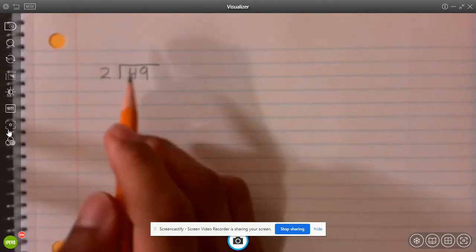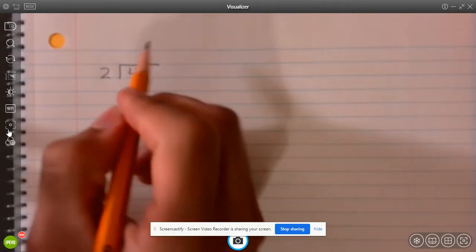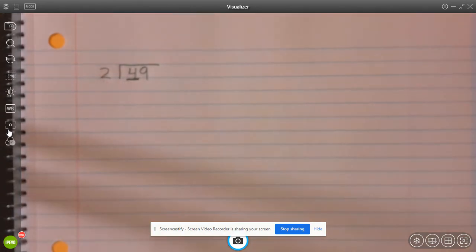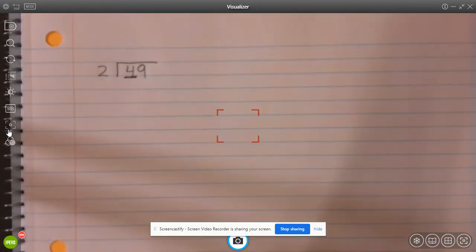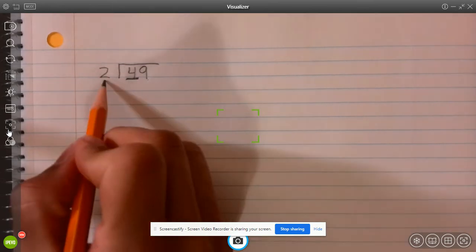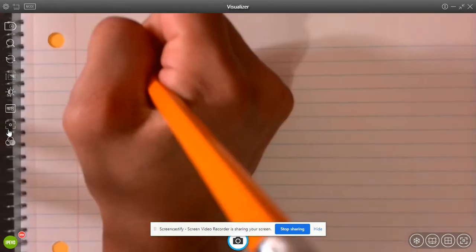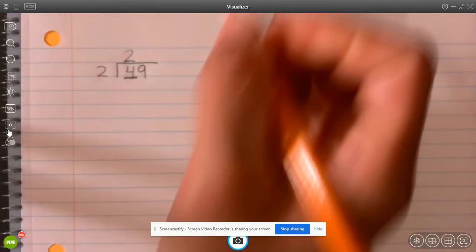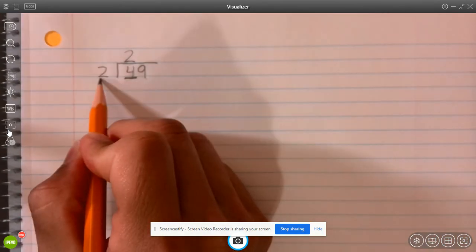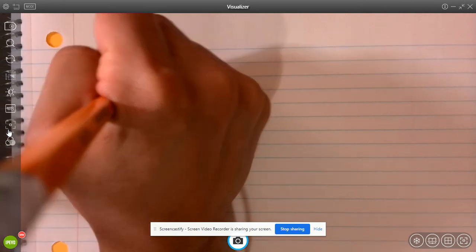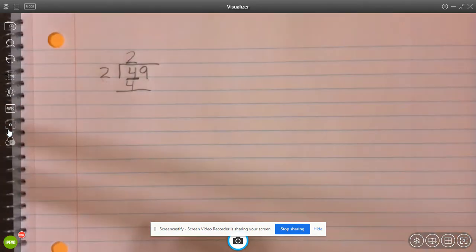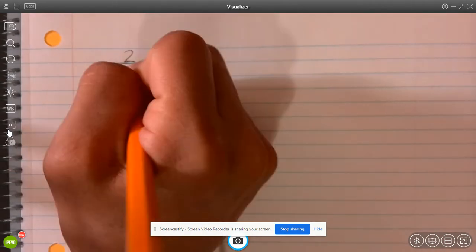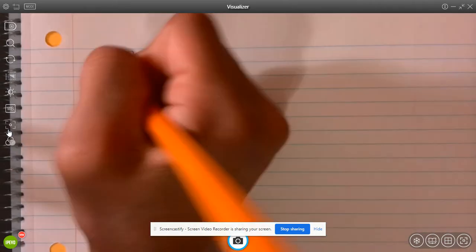Our first step is we ask ourselves, how many times does 2 go into 4? If you said 2, you are correct. 2 goes into the number 4 2 times. So I'm going to put the 2 as part of my quotient. 2 times 2 is 4. My next step is to subtract. 4 minus 4 is 0.